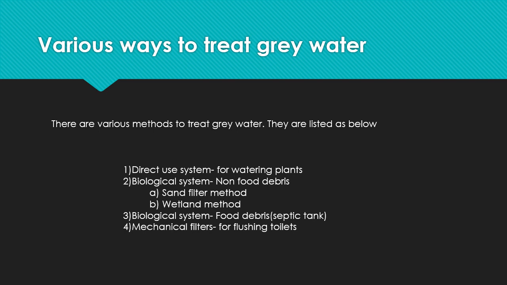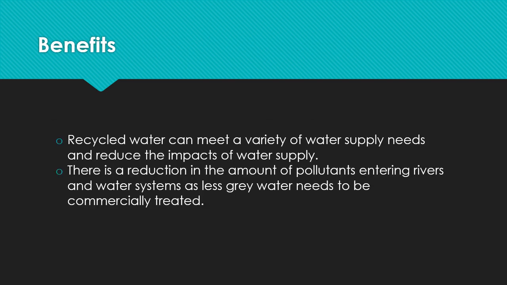Mechanical filter for flushing toilets. It is a simple process to undo the U-bend under a sink and capture the wastewater in a bucket, which could then be manually poured into the cistern of a toilet. Benefits. Recycled water can meet a variety of water supply needs and reduce the impacts on water supply. There is a reduction in the amount of pollutants entering the rivers and water system as less grey water needs to be commercially treated.